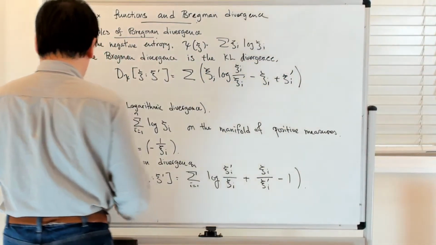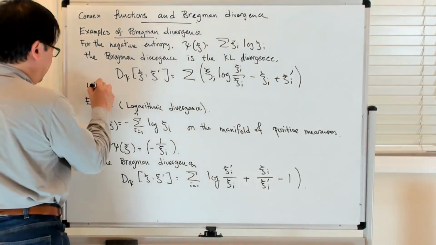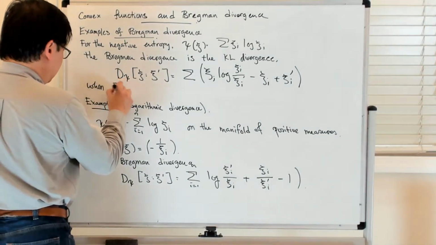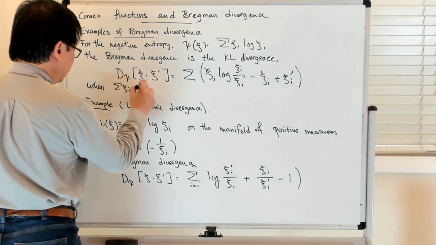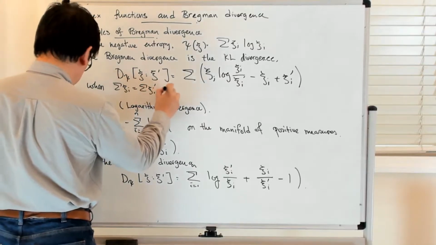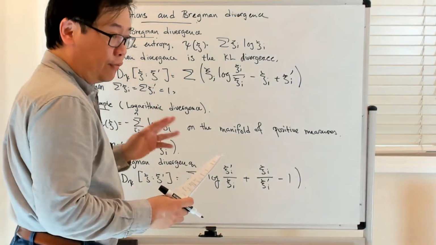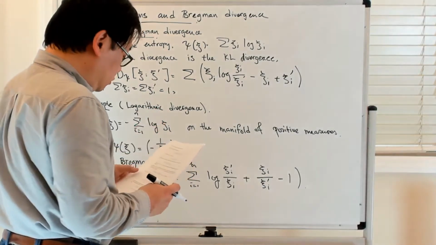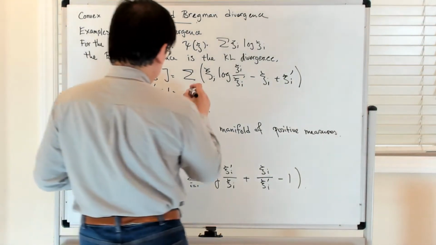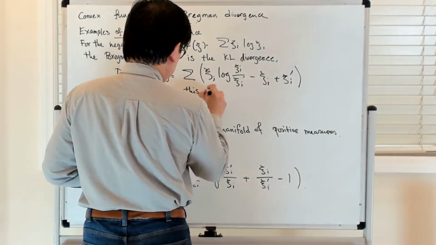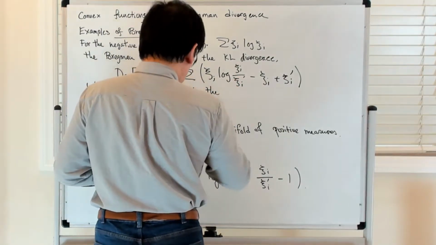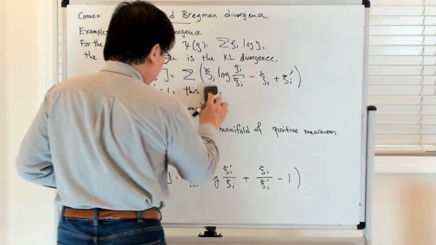Okay, and then when the sum of ci equals the sum of ci prime equals 1, this is the Bregman divergence for probability vectors, right? So this is the KL divergence for probability vectors.